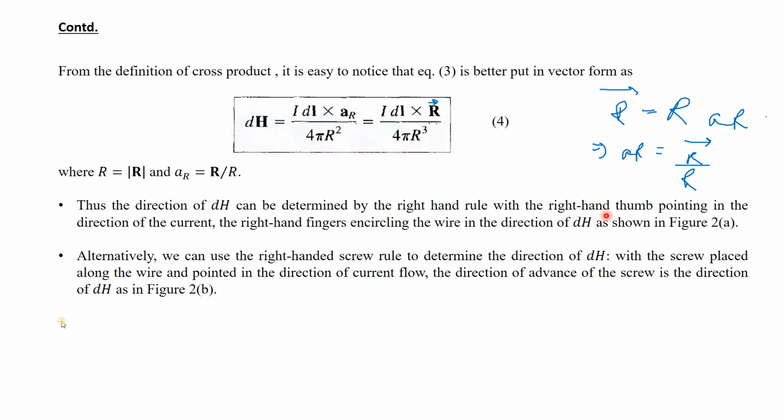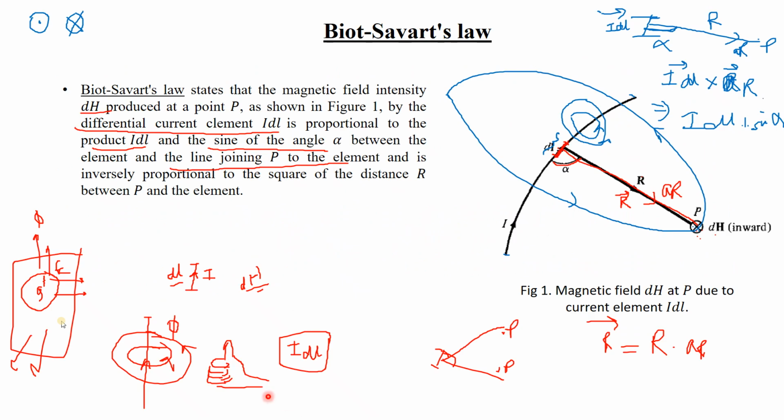Thus the direction of the dH can be determined by the right hand rule, with the right hand thumb pointing in the direction of the current and right fingers encircling the direction of the dH. So I have already told that this is the direction. Okay, so it is entering the screen, that is why it is given in cross, and over here it will be given as a point.